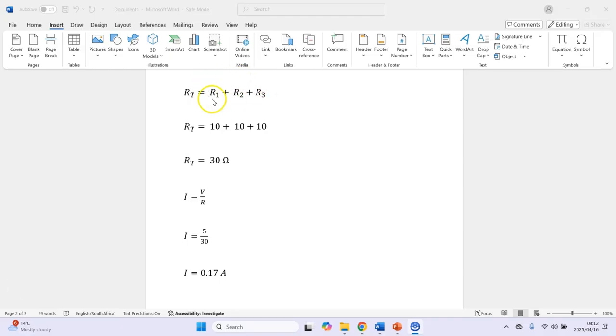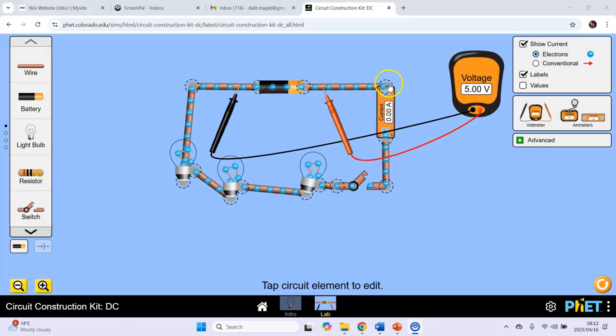The total resistance can now be measured by adding up the resistances of all three light bulbs. So it's 10 plus 10 plus 10, so that's 30 ohms. We can measure the current as V over R, still 5 volts divided by 30 ohms, and that gives us a current of 0.17 amps. So it went down just like we expected it to. Let's close the switch and look at the ammeter reading.